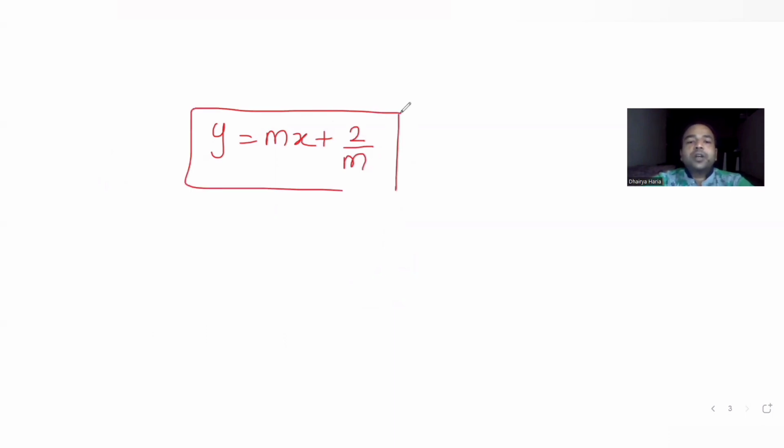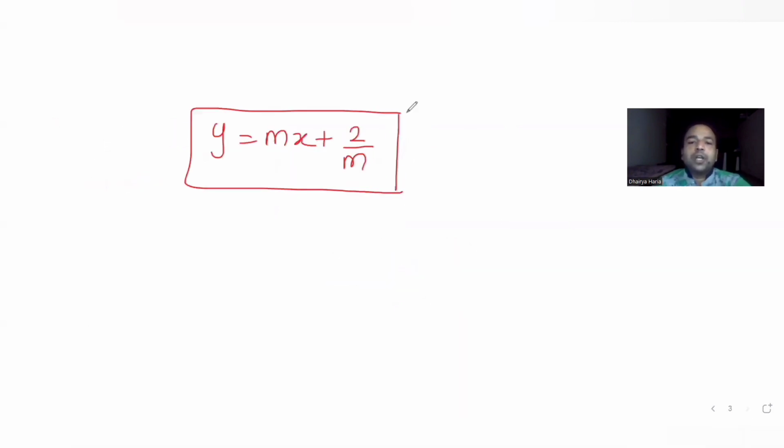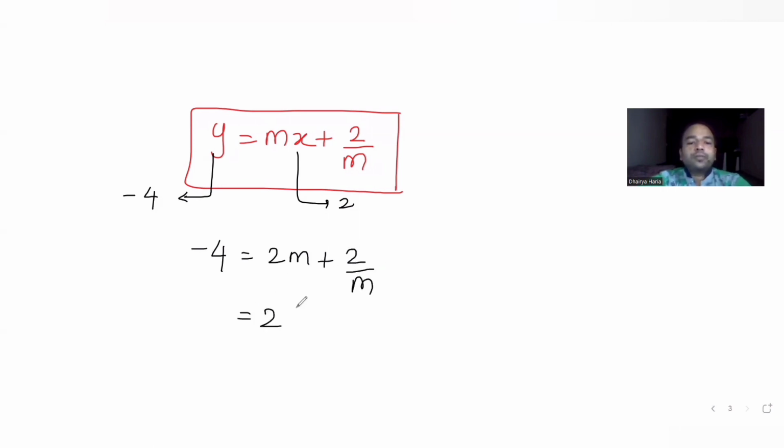Now we have also been told that this tangent line L is drawn at the point (2, -4). So this point will also satisfy the equation of the tangent. If I put x as 2 and y as minus 4, the equation turns out in terms of m only. So if I solve this further, I get minus 4 is 2m plus 2 by m. Taking 2 common, I have m plus 1 by m equal to minus 4. Solving further, 2 ones are 2, 2 twos are 4, so that gives m plus 1 by m is minus 2.